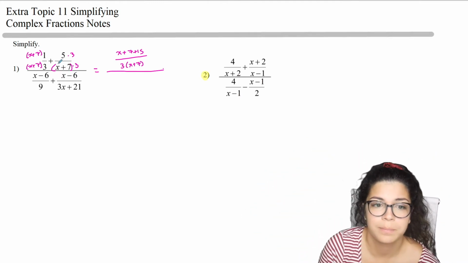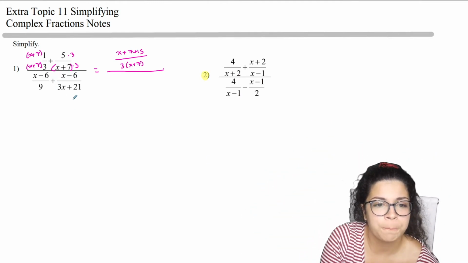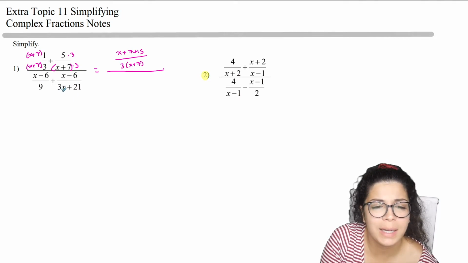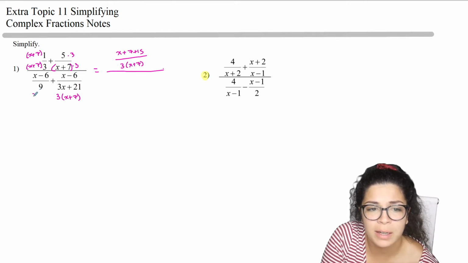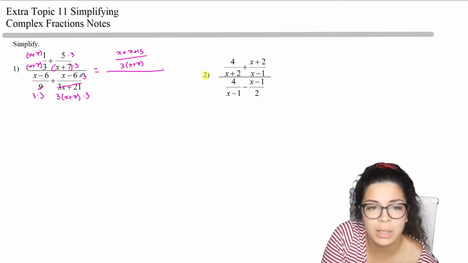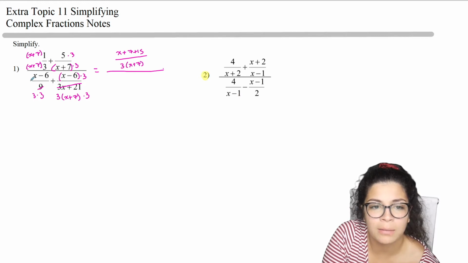And then the denominator, we can actually factor out a 3 here, which will give x plus 7, and 9 is 3 times 3, so we're just missing one more factor of 3 in this fraction, and we're missing a copy of x plus 7 in this fraction.